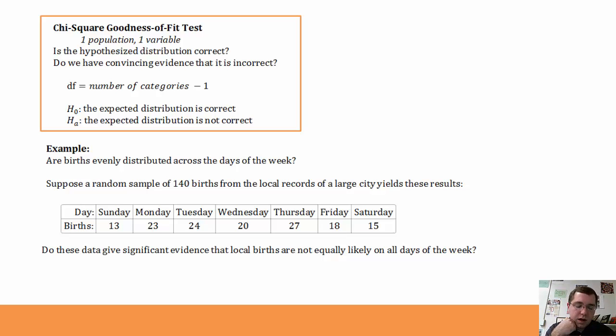So our example. Are the births of children evenly distributed across the days of the week? So are the same number, or roughly the same number, of children born on any given day of the week? Or is there a day of the week when they are more likely to be born? Suppose a random sample of 140 births from the local records of a large city yields these results: Sunday, Monday, Tuesday, Wednesday, Thursday, Friday, Saturday, and the number of births in that large city on those particular days of the week. This random sample of 140 births. Do these data give significant evidence that local births are not equally likely on all days of the week?